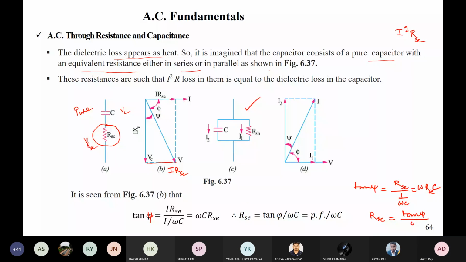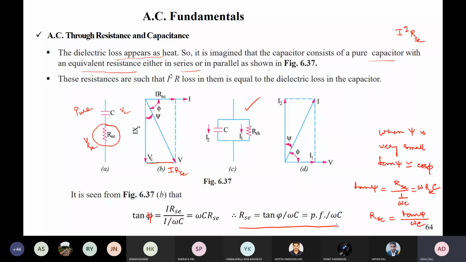by omega C. And earlier we have seen that tan psi, when the psi is very small, will be approximately equal to cos phi. So we can write it as PF divided by R_AC to be equal to PF divided by omega C.